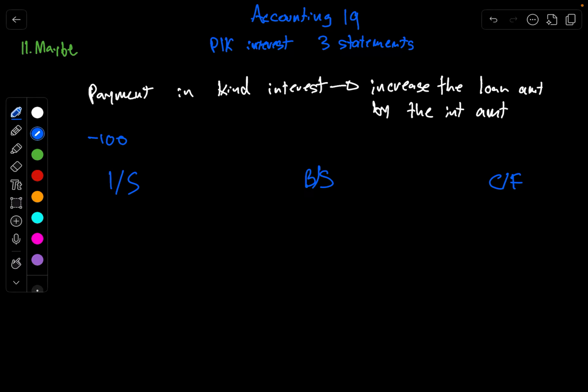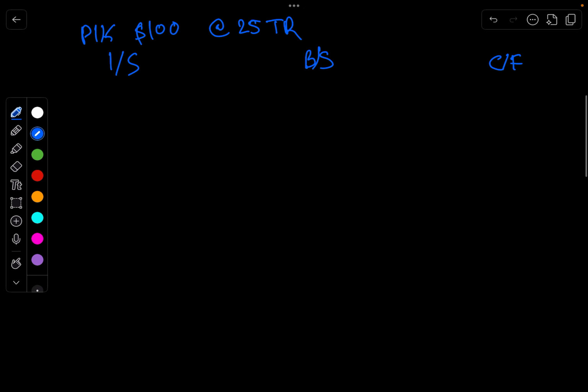But in this scenario, we're not going to pay off that interest at this point in time. We're just going to let it accrue further on the loan amount. So let's assume that we have PIK interest of $100 at a 25% tax rate. Let's look at how that would look on the three statements.